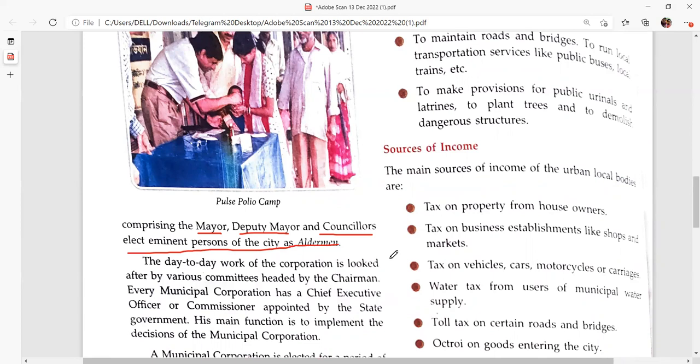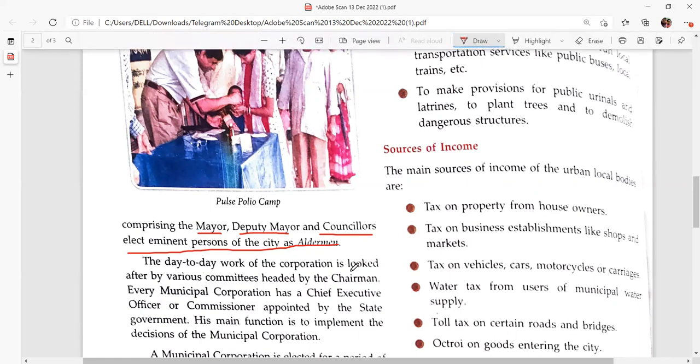So suppose in Mumbai there are some eminent persons, such as poets, social workers, which we call buddhijivi, or good doctors, good engineers, learned people. They also come to the council so that their valuable suggestions can be taken for the development of the city.